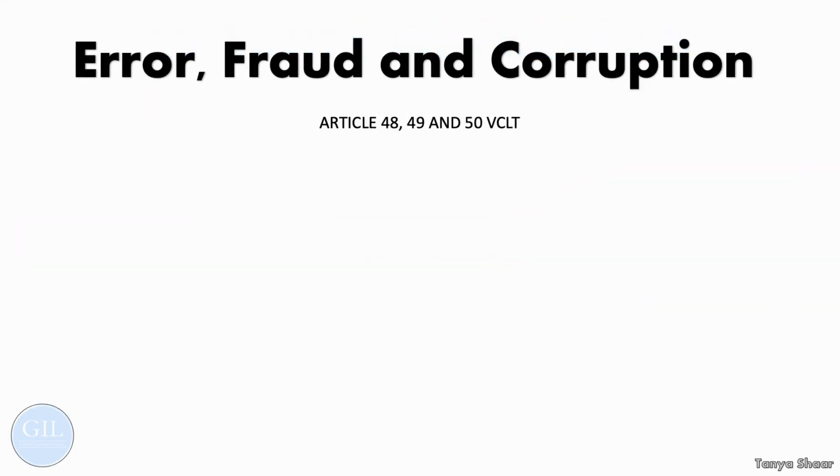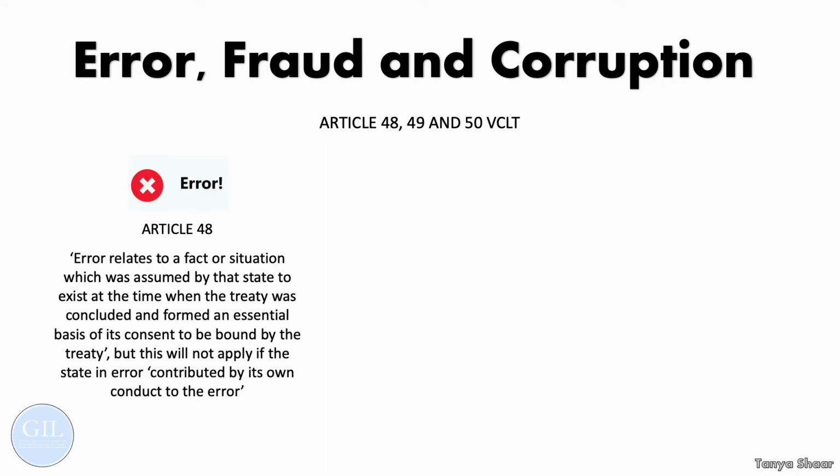Let us start with error, fraud, and corruption, which can be found in Articles 48, 49, and 50 of the VCLT. Error, which is under Article 48 of the VCLT, relates to a fact or situation which was assumed by the state to exist at the time when the treaty was concluded and formed as an essential basis of its consent to be bound by the treaty. But this will not apply if the state in error contributed to the error on its own.